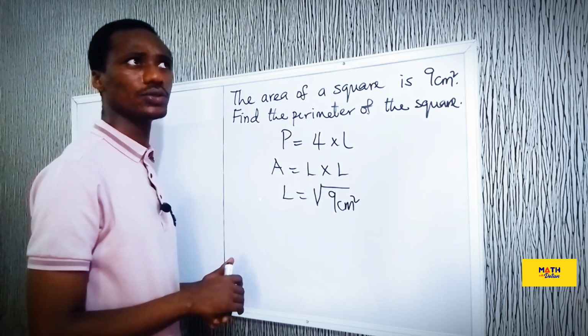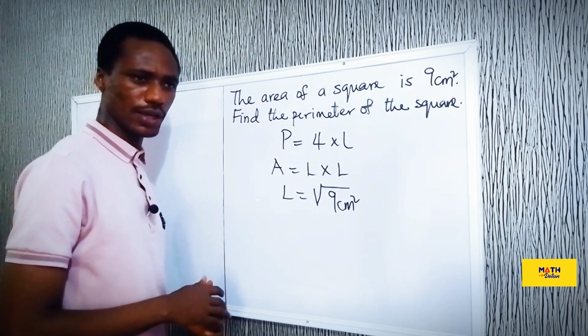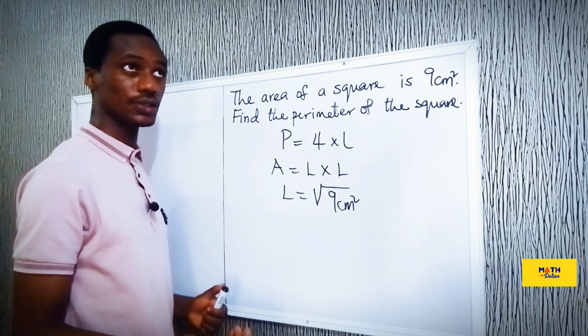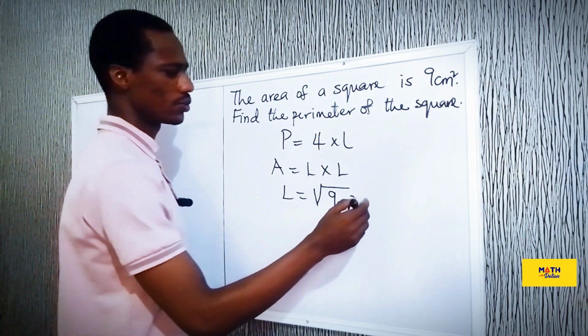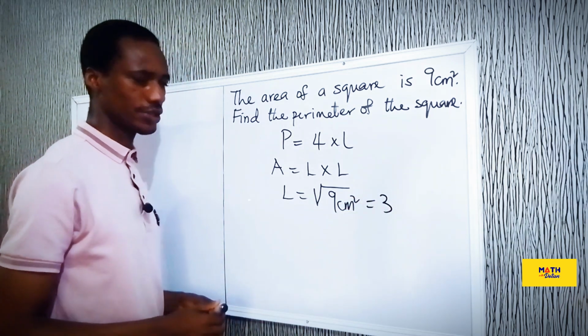Is it 1 times 1? No, that's 1. 2 times 2? No, that's 4. 3 times 3? That's 9. Yes. So the square root of 9 is 3, because 3 times 3 is 9.